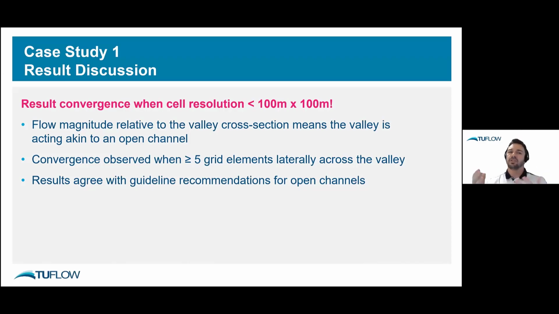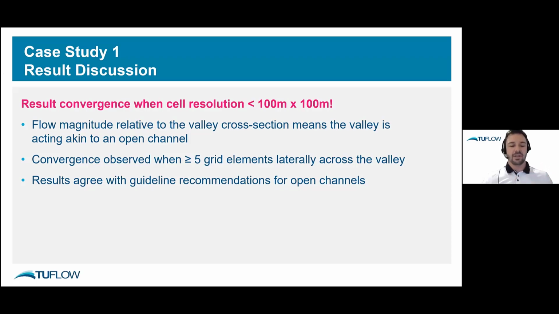So look, just a quick result discussion summary from those results. We found that we got convergence when the cell resolution was less than 100 meters by 100 meters. Now, those numbers actually sound a whole lot larger than what was listed in the guideline document.